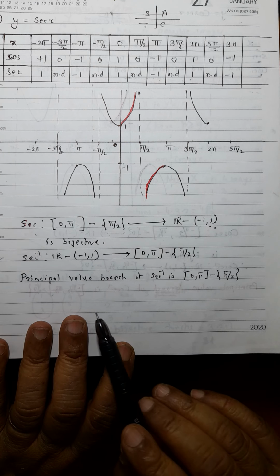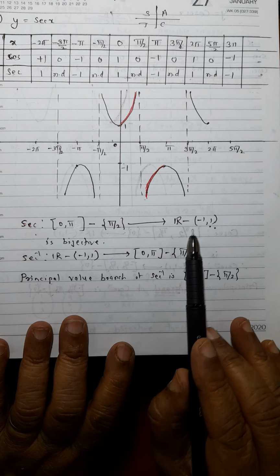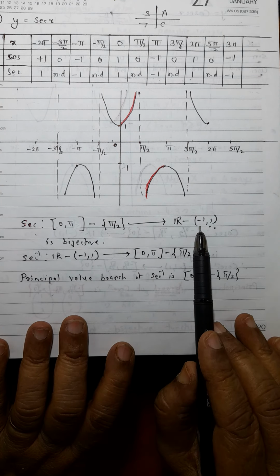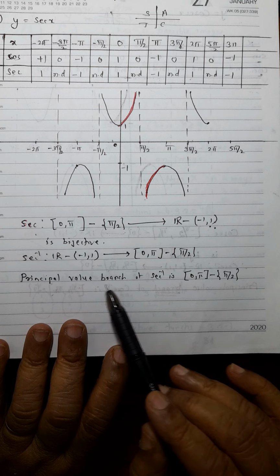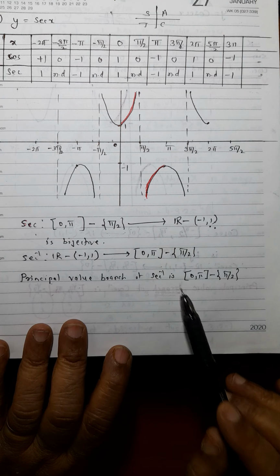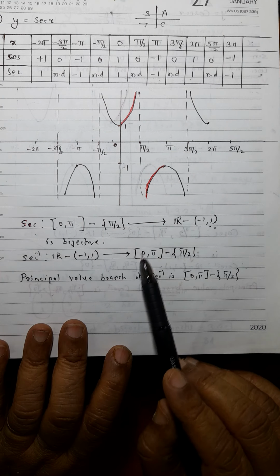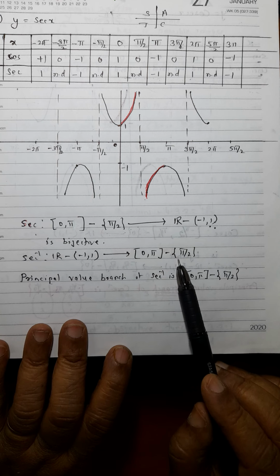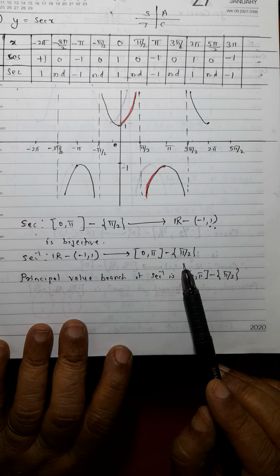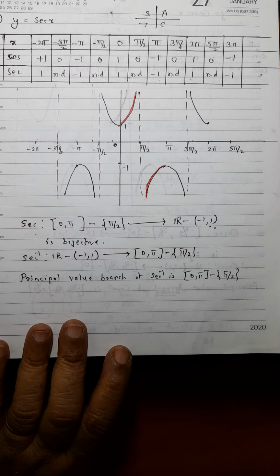And this is bijective. See, this is a set and this is an interval. And therefore from here to here, the inverse function is defined. And therefore the principal value branch of sec inverse is this. This is, remember, a closed interval. From that we are removing this point because at that point the function is not defined.